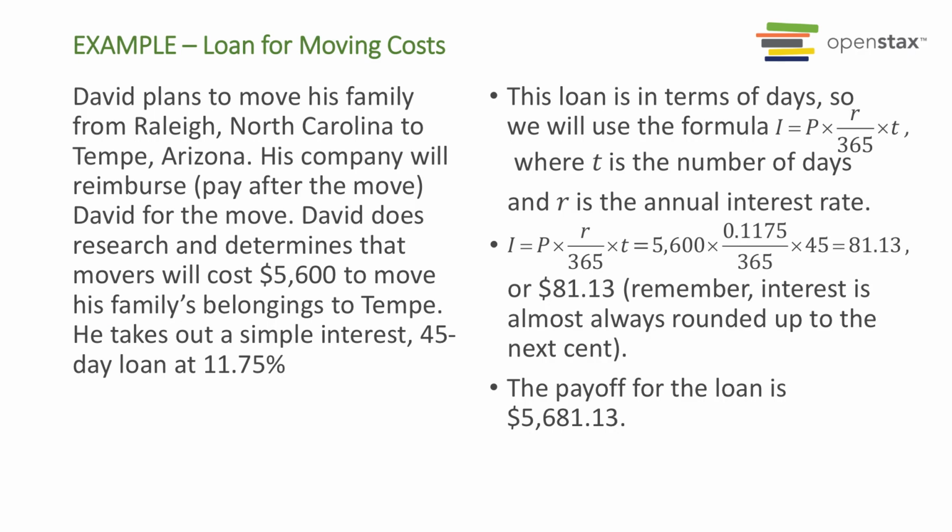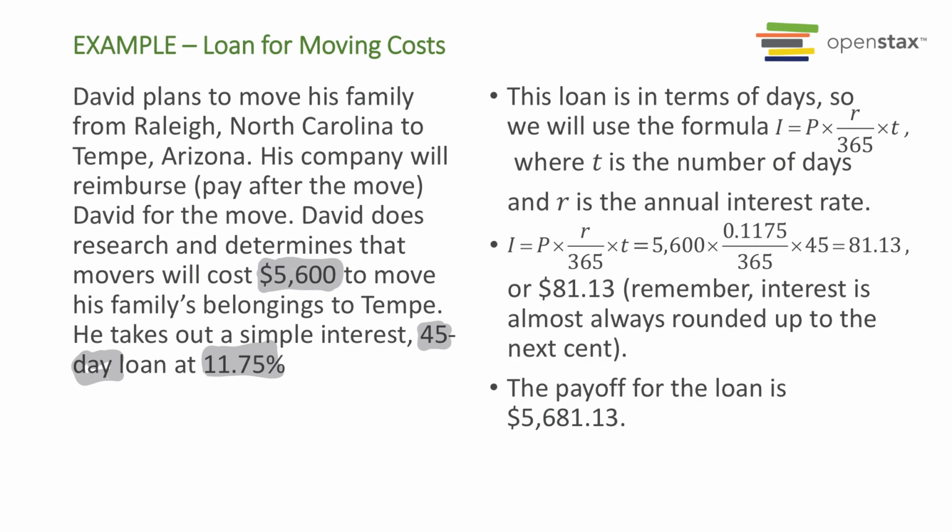So let's look at this example. David plans to move his family from Raleigh, North Carolina to Tempe, Arizona. His company reimburses him, which means they pay him back after the move. He does some research and determines that the movers are going to cost $5,600 to move his family's belongings. He's going to take out a simple interest loan for 45 days at 11.75%.